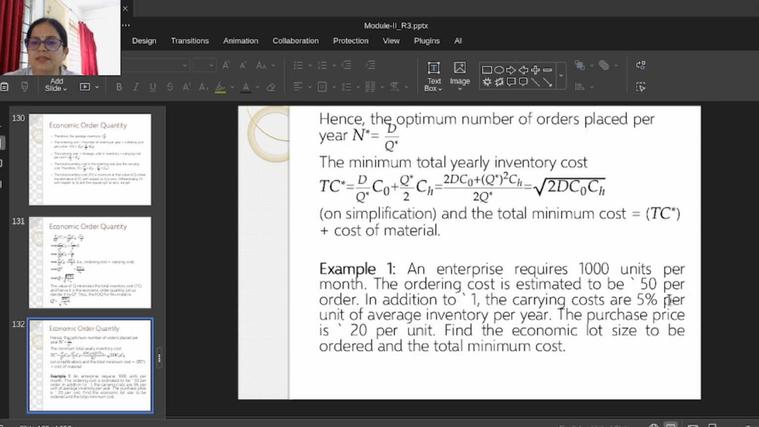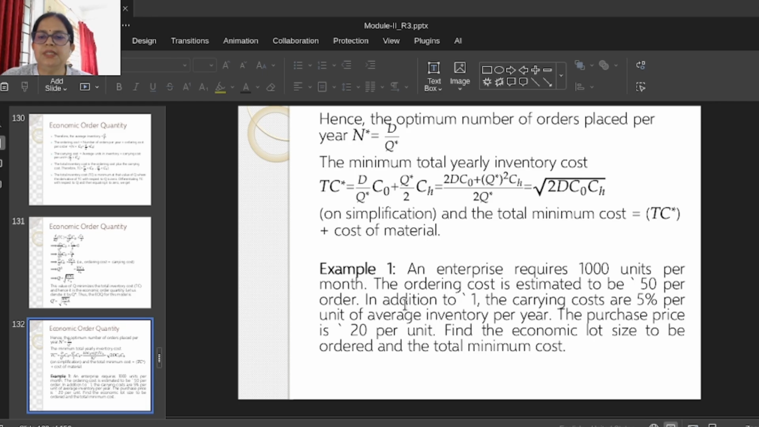An enterprise requires 1000 units per month. The ordering cost is estimated to be 50 per order. In addition to 1, the carrying costs are 5% per unit of average inventory per year. The purchase price is 20 per unit. Find the economic lot size to be ordered and the total minimum cost.